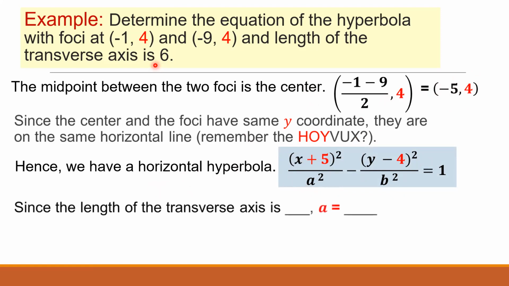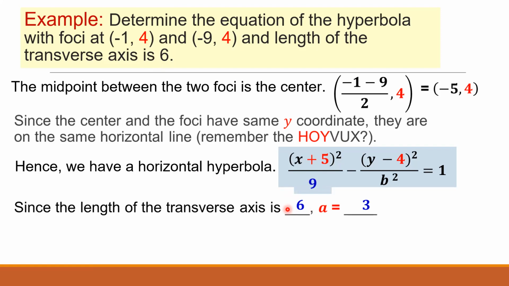Since the length of the transverse axis is 6, that means the a value is, di ba? What do we do with this? We divide this by 2. Okay? So, a is equal to 3. Kailangan natin yung a squared. So, we write there a 9, the 3 squared.